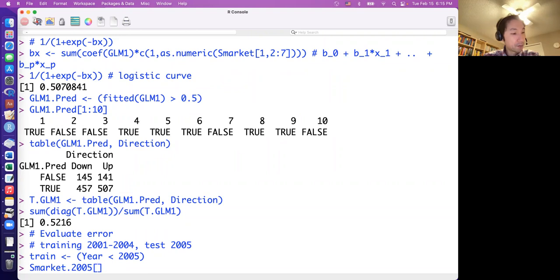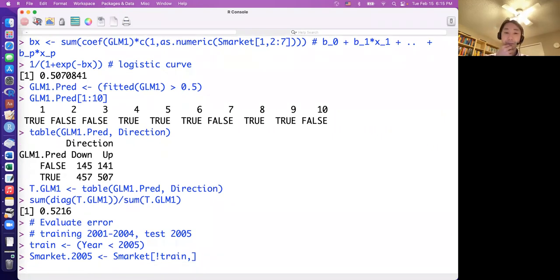Yeah, and we define the test set as the Smarket 2005. So this is the stock market and not in the training set. The exclamation mark is often the not in coding. So this is the test set. So now we want to fit the model with the training set and evaluate the performance by the test set.